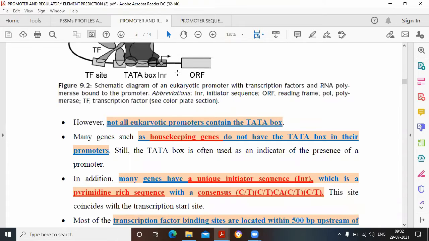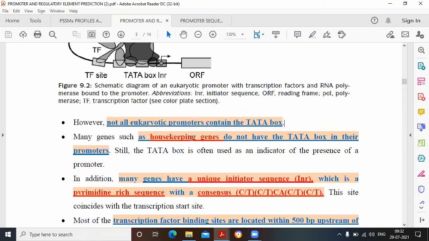Especially the housekeeping genes definitely do not have this TATA box sequence. These housekeeping genes are vital genes which are expressed continuously in a constitutive fashion and maintain all kinds of important biological, biochemical and physiological activity in the eukaryotic system. We have a large number of genes controlling this housekeeping function.